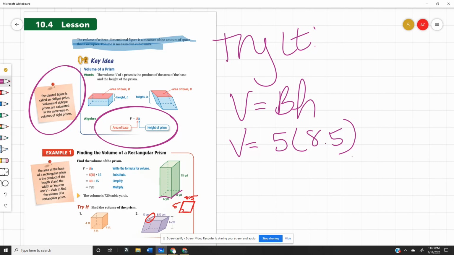So 5 times 8.5 times 6, which is the actual height of the oblique prism. 5 times 8.5 is going to be 42.5, times 6 is going to be 255.